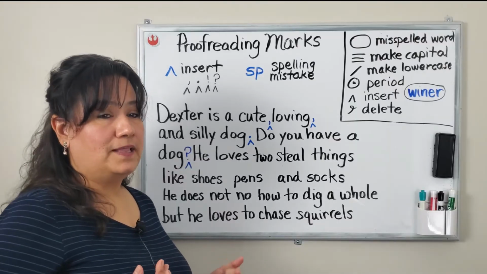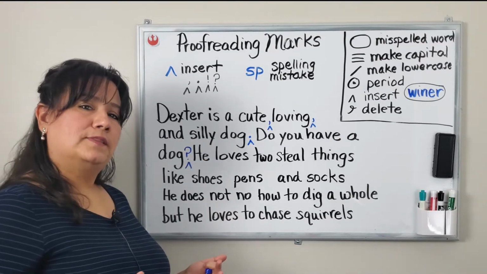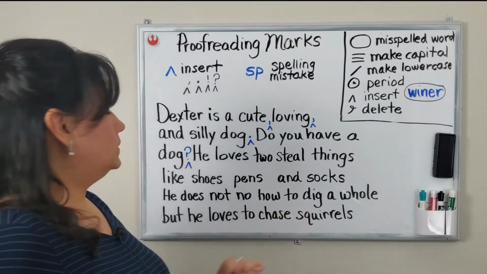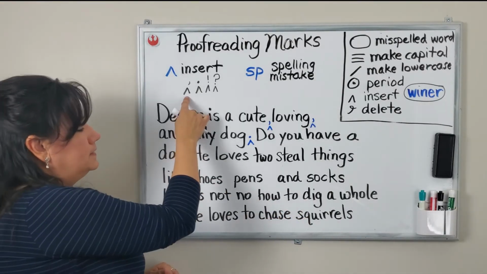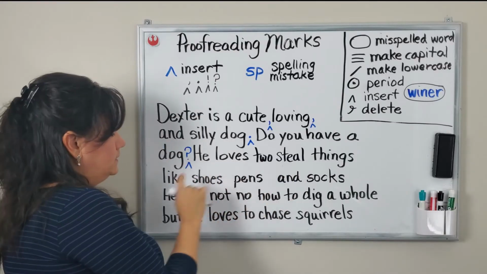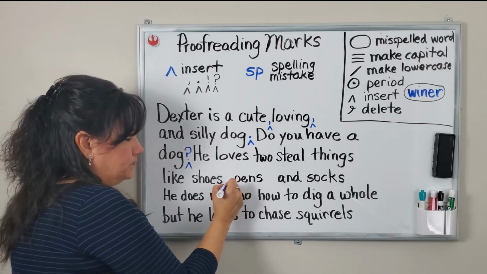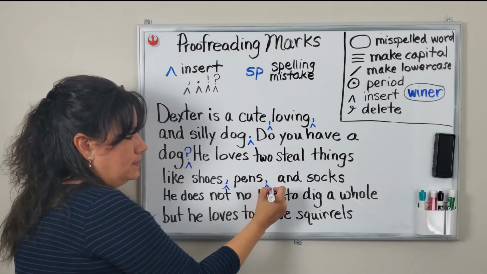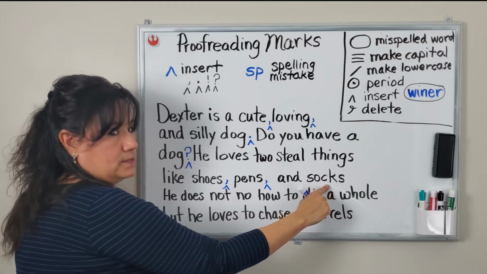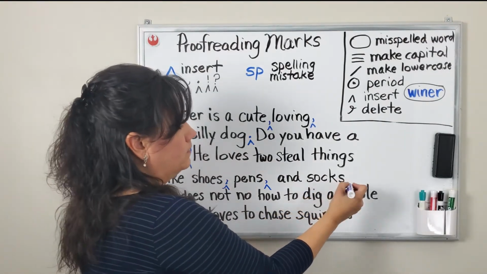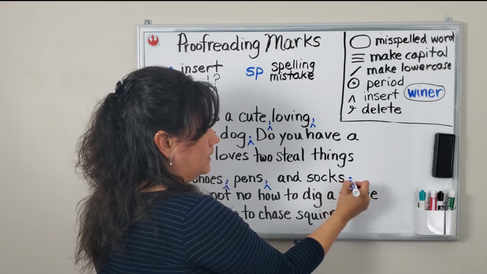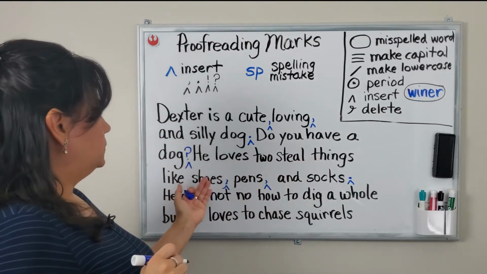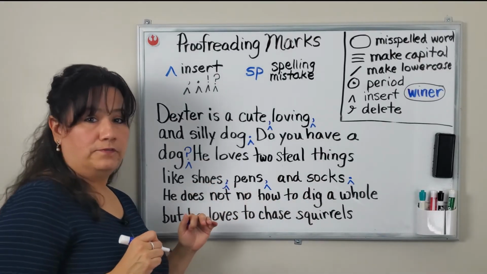We still haven't found a spelling mistake, and we need to insert some things. Well, again, we have more than two things that he likes to steal, so we need commas. He loves to steal things like shoes, comma, pens, comma, and socks. That sounds like the end of our thought, so we need to insert a period. He loves to steal things like shoes, pens, and socks. Did we fix the sentence?